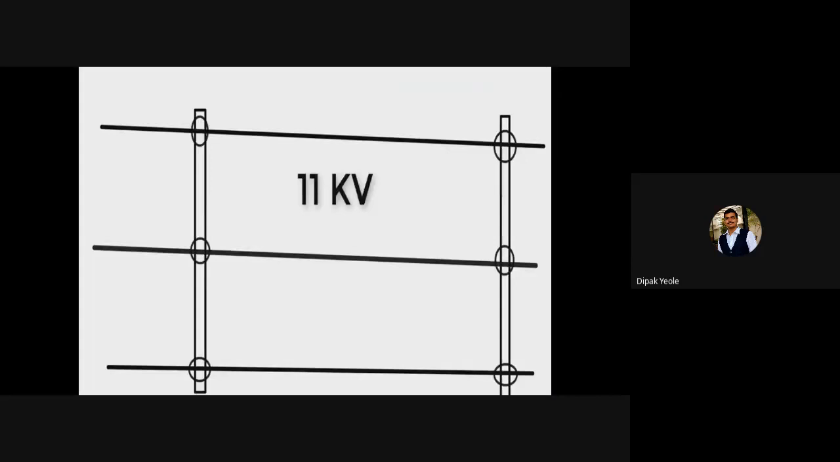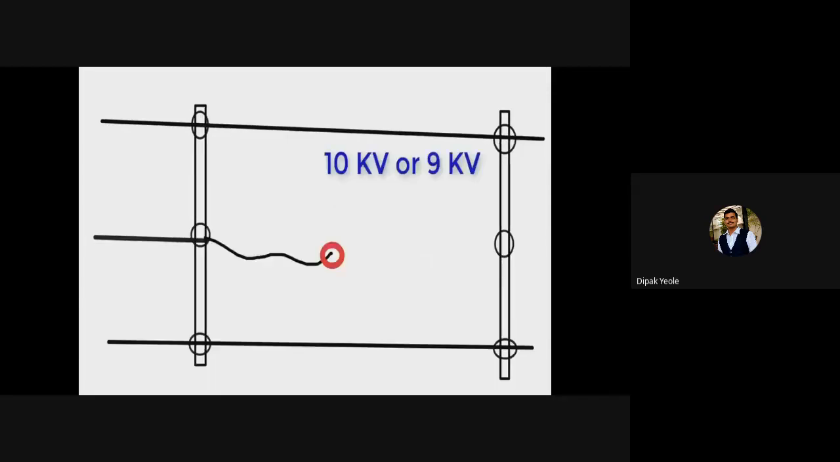This is the interesting point, and the question is surely asked for 7 marks: explain the step potential and touch potential. I am going to explain the step potential first. You have to draw the diagram with R, Y, B carrying 11 kilovolt. If a conductor breaks, it will land on the earth and develop a potential gradient around it, with a value of 10 kilovolt to 9 kilovolt.